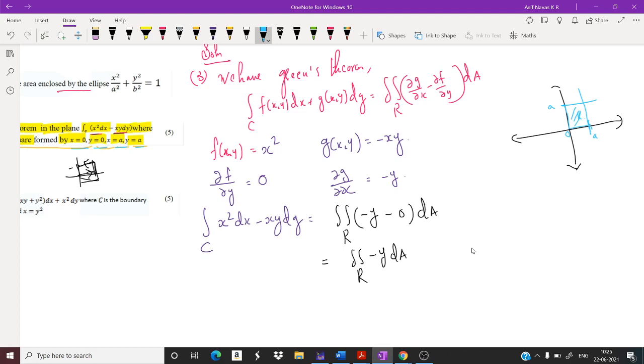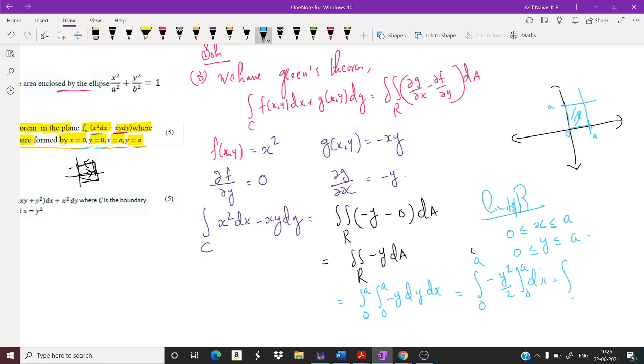Now tell me, what are the limits of x? Zero to a. And y similarly, zero to a. So this is equal to the integral from 0 to a of minus y dy dx, or dx dy, you can do. So the integral from 0 to a of minus y dy is minus y squared by 2, from 0 to a, dx.